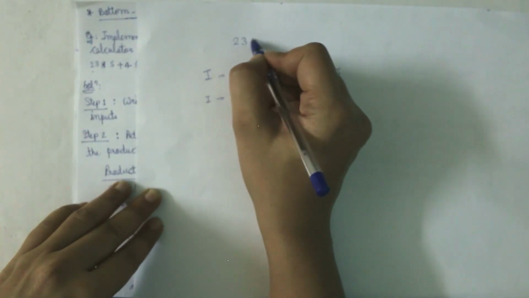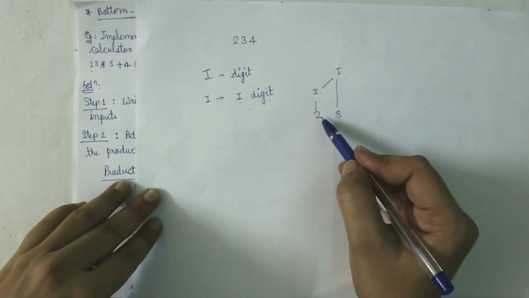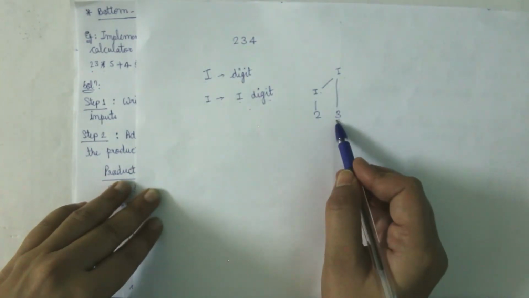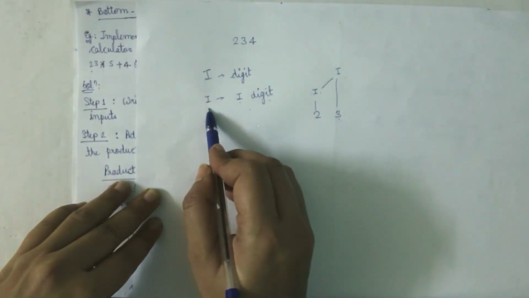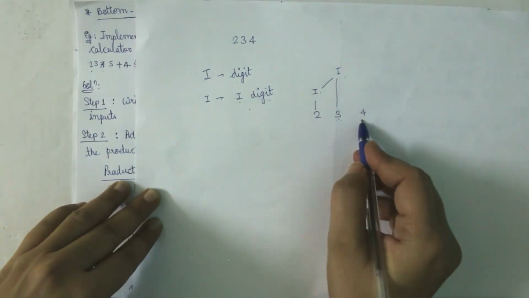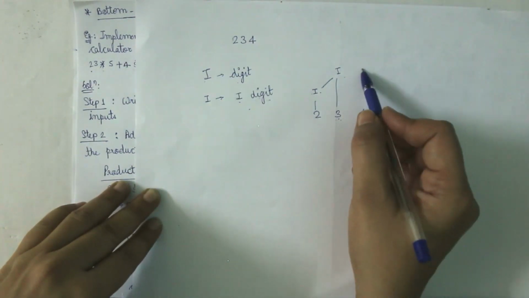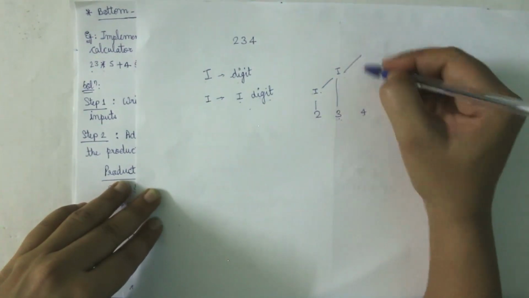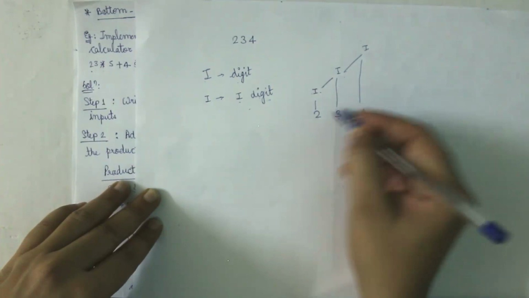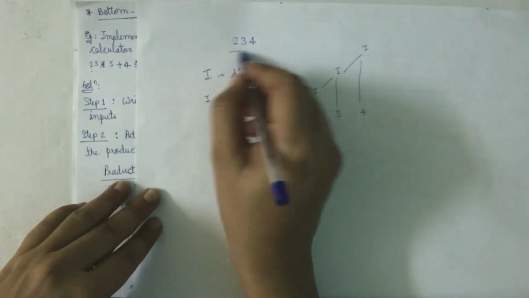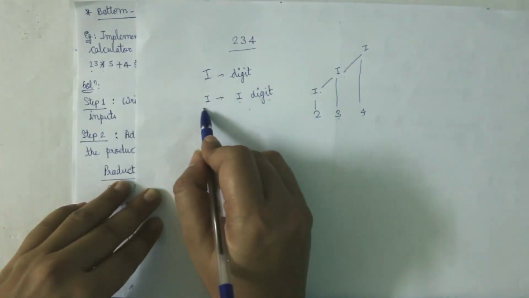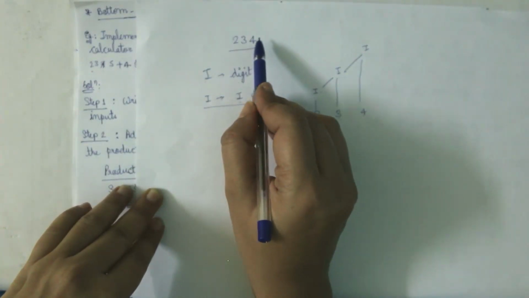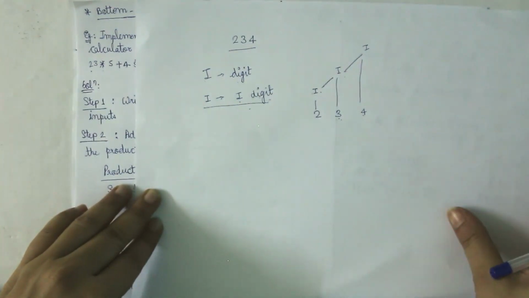I can use this rule repeatedly as and when I want to make multiple digit numbers. Suppose your number is 234. Now I have got 2, which is a digit, digit becomes I. Then 3, I digit becomes I. Now the next digit is 4. So 4 is a digit, and I digit becomes I. So we'll combine these digits to form a single number as and when we want. This rule is used recursively to combine multiple digits to get a single number.